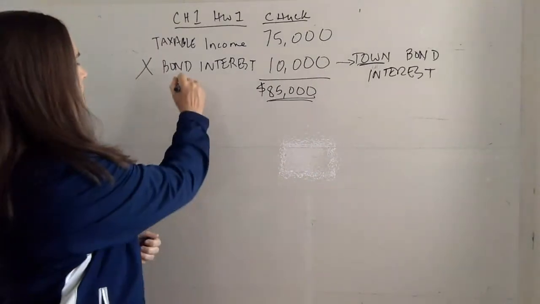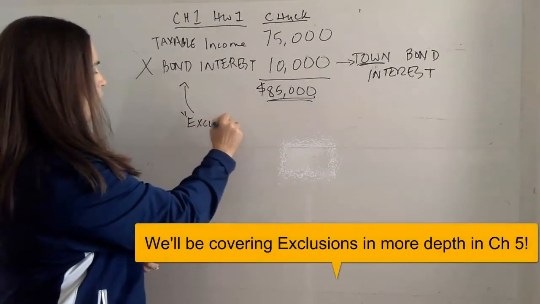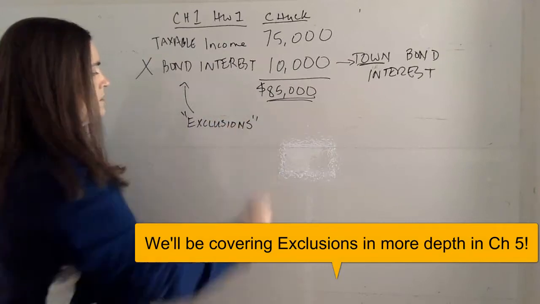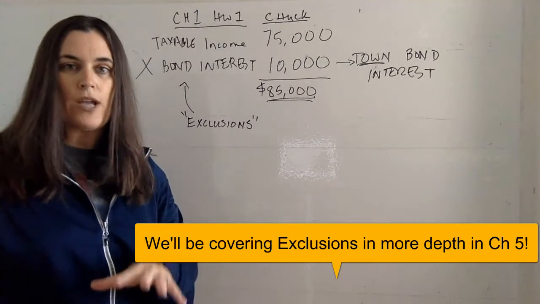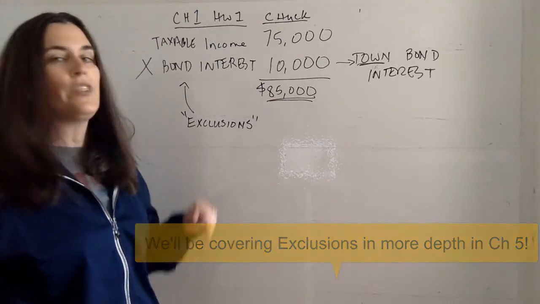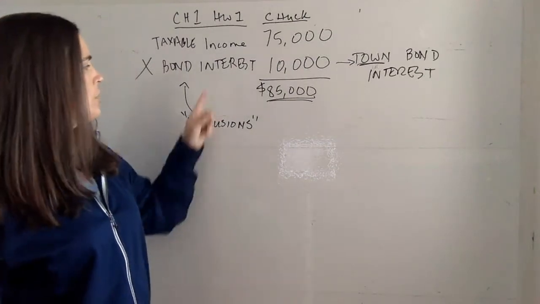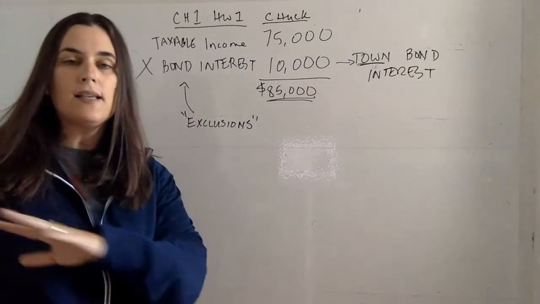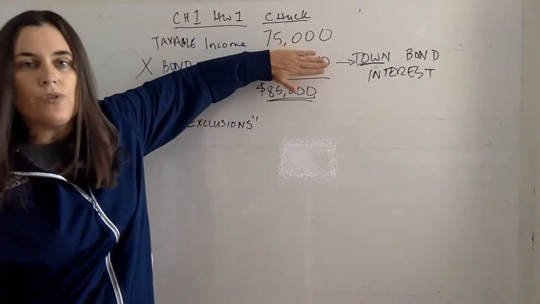And this is called an exclusion. We'll be looking more at exclusions coming up in the course. We have a whole chapter looking at exclusions and what they are and how they work, and we'll look at the tax code that relates to exclusions. But just know that that's what's happening here, and the idea is that it doesn't even show up in his taxable income. The IRS says you don't have to include it.